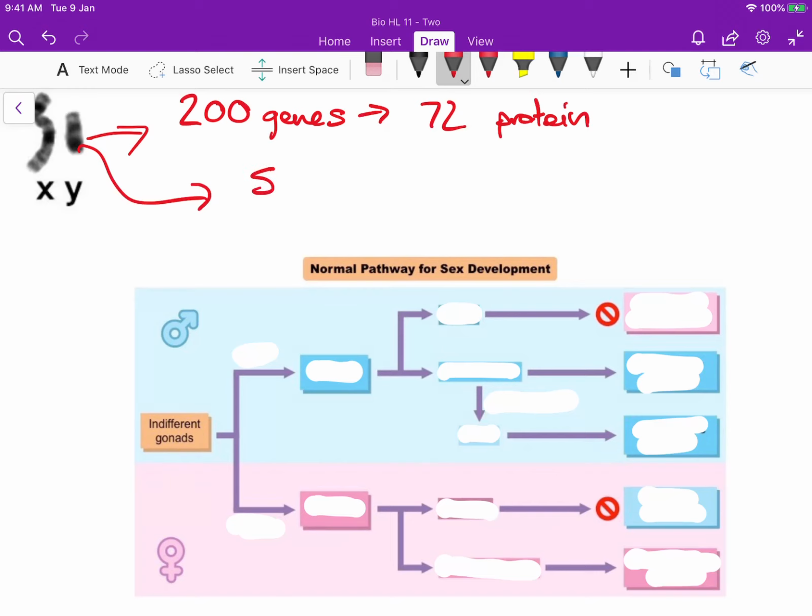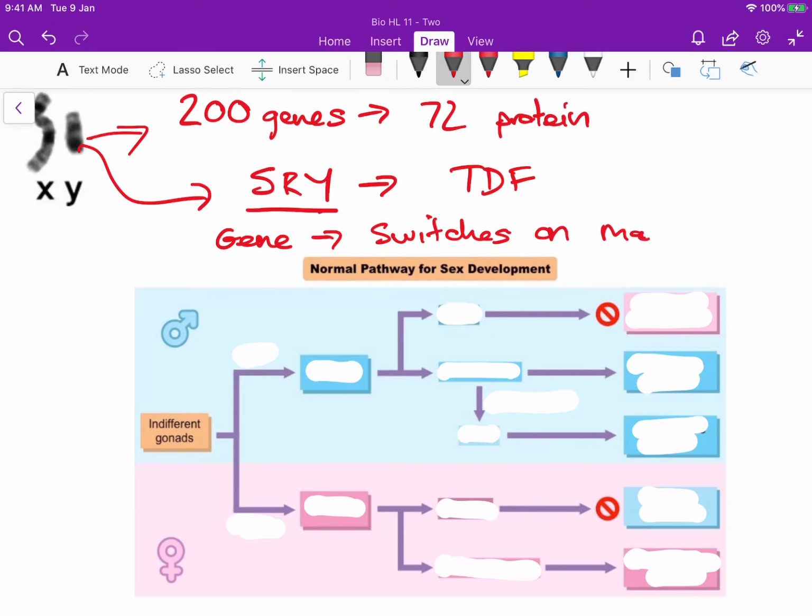It's got something called SRY, and this is also called TDF. It leads to a protein that's called TDF, and SRY is the gene, and it switches on maleness. It switches on the development of male characteristics. So it's kind of a master switch. It's one gene that leads to a cascade of changes. And so this one gene SRY, if you do have SRY, then you create TDF. So if you've got a Y chromosome, you start making TDF.